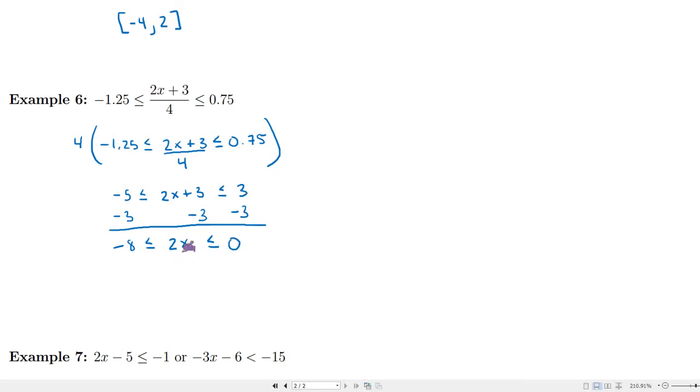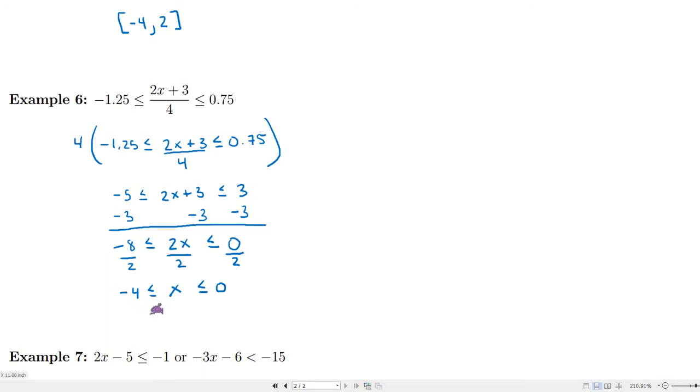So we're getting closer. We want to isolate this x, so we're going to have to divide by 2. Thankfully, we're dividing by a positive, so we're not going to have to alter any of these inequalities, right? If that happened to be a -2, we would have to swap these inequalities, but we're not doing that. So we have -4 less than or equal to x less than or equal to 0.